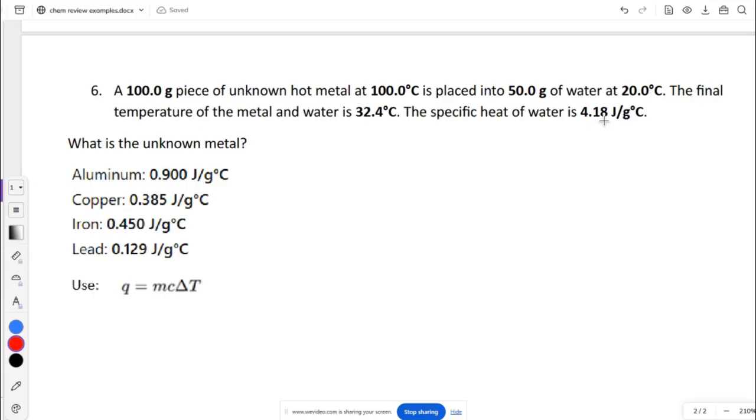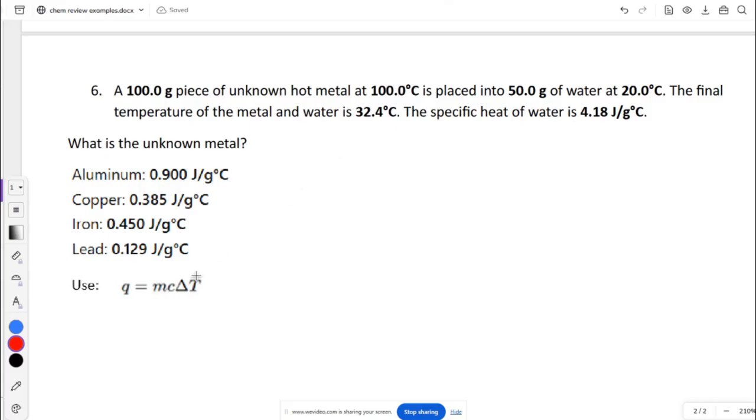Of course, the water is going to heat up because the heat goes from the metal, the hotter object, to the cooler object, the water. So the water is going to heat up. If we figure out how much the water heats up, since we know the specific heat of water right here, we'll be able to figure out how much energy the water absorbed from the metal. And then we can do another equation and figure out which metal it is.